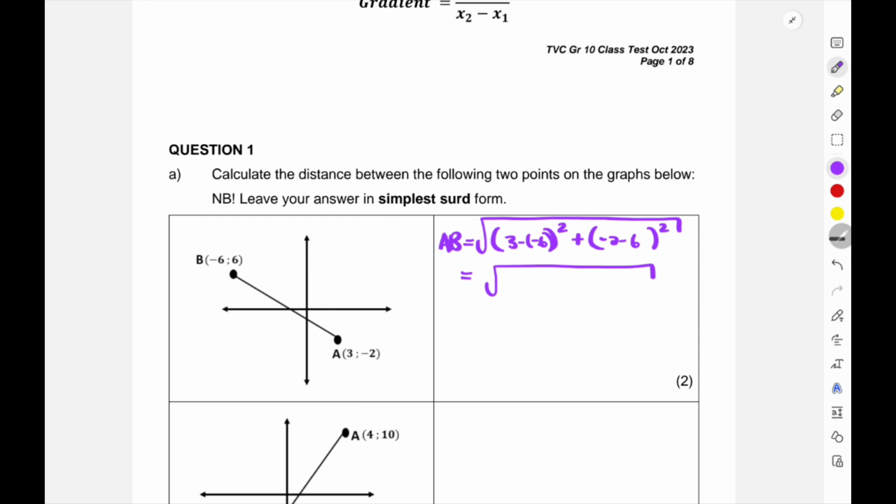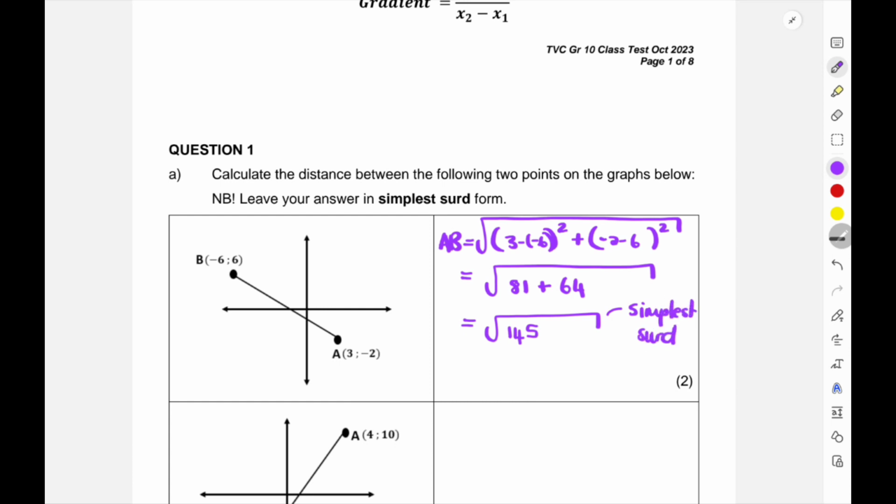Okay, so 3 plus 6 is 9. 9 squared is 81. And negative 2 minus another 6 is minus 8. And 8 squared gives you 64. Okay, so you'll never end up with a negative under the square root, because as we know, that can't happen. Okay, so the square root of 145, and just to double check that it's the simplest surd form, you say the square root of 145 gives you the square root of 145. So this would be the simplest surd form.